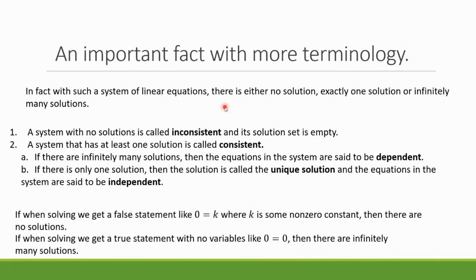And this is some more terminology with these systems. What's actually really nice about this kind of system is that there are only 3 cases here. There's either no solutions, there's only one solution, or there are infinitely many solutions. And that's what's going to happen here.